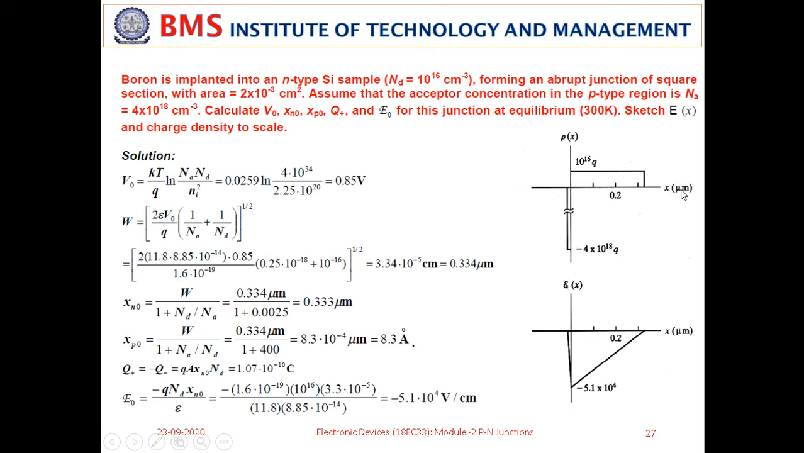And the x-axis is distance, which is in micrometer. Okay. So you can see here Xn naught is going to be 0.33. Somewhere you get 0.33 here. Suppose this is going to be 0.2, this will be 0.33. Xp naught is very small, so that's why this is going to be very narrow here. Xp naught is 8.3 into 10 to the power of minus 4 micrometer.